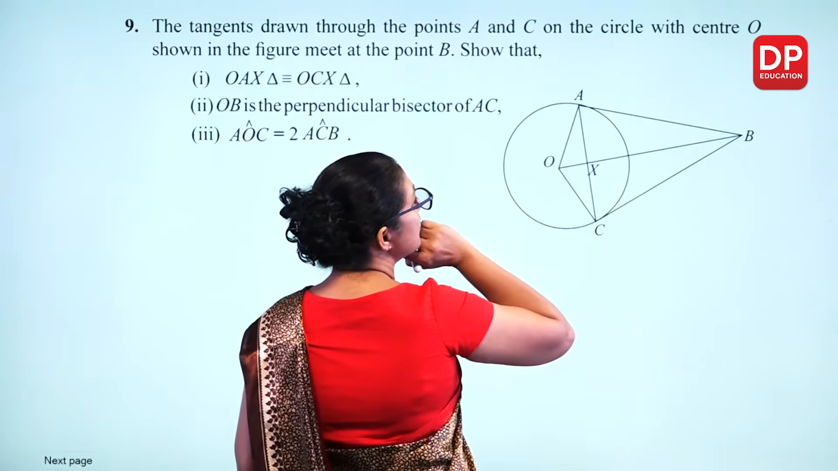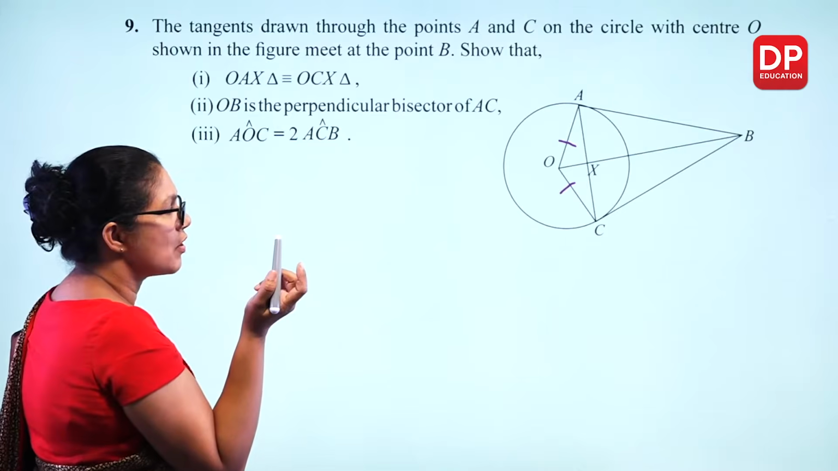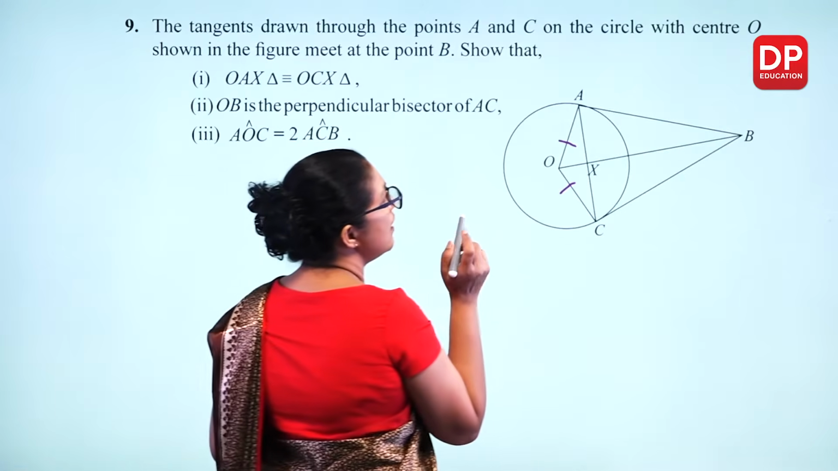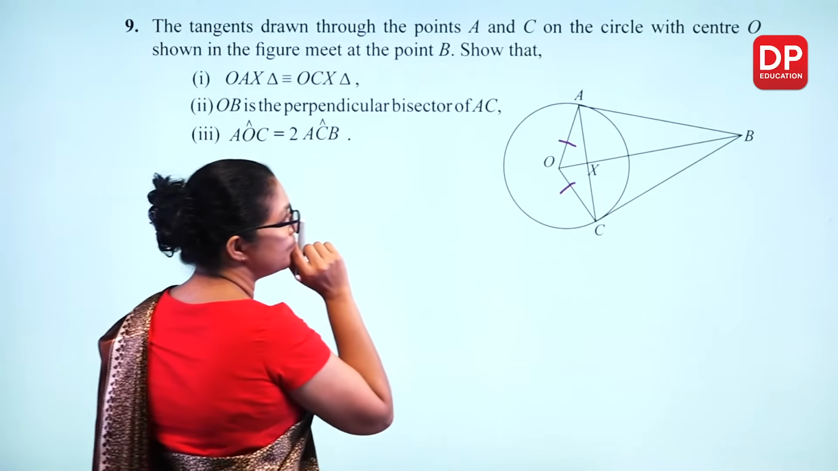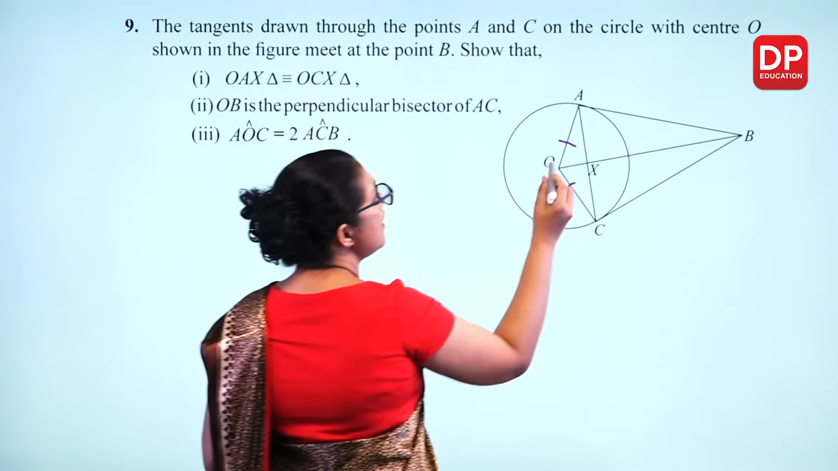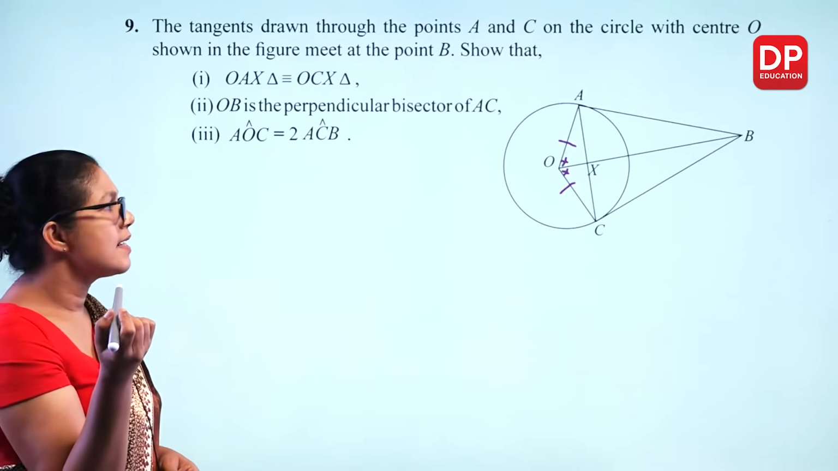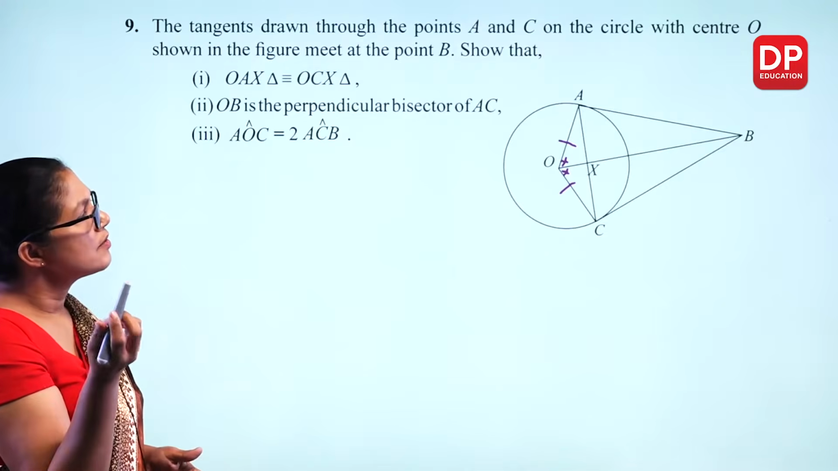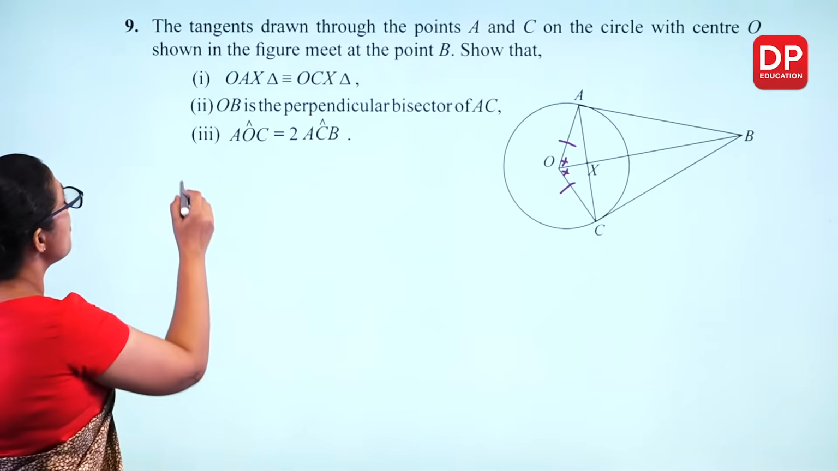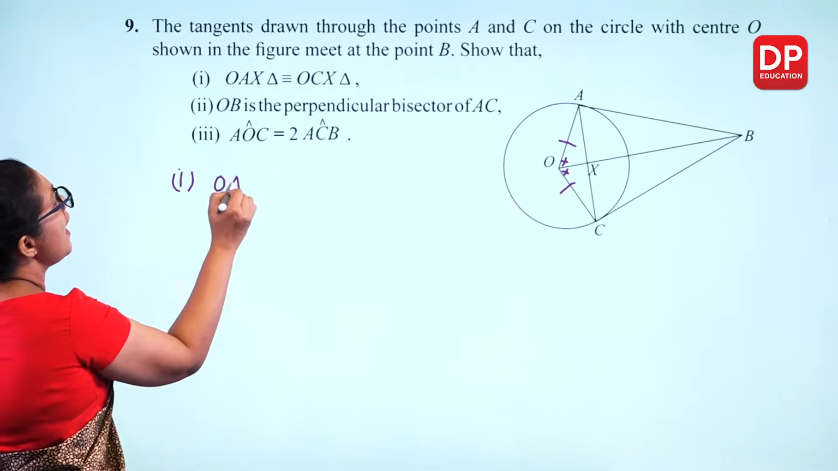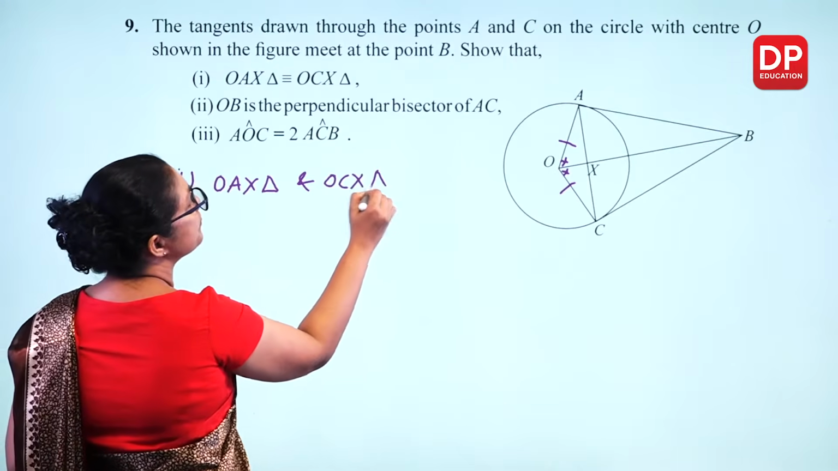We know that these two lengths are equal because of radii, and this is common, and the two angles are bisecting. The angle at the center is bisecting. So the two triangles are congruent. So we'll take the first one, triangle OAX and triangle OCX.